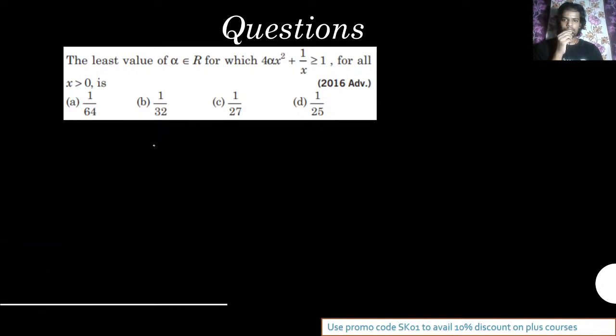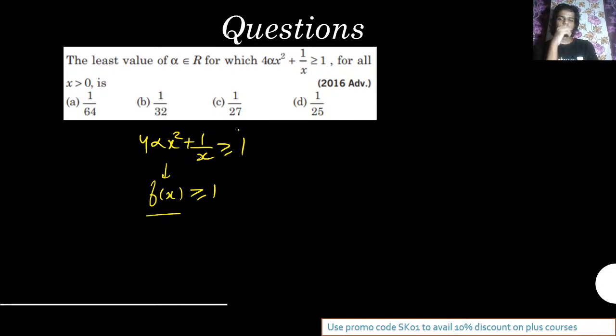So basically just see that the polynomial we have been asked about is this. So basically if this function is fx, we want that fx should be greater than equal to a number 1. Okay, this is what we want. We want that this function should be greater than equal to 1.